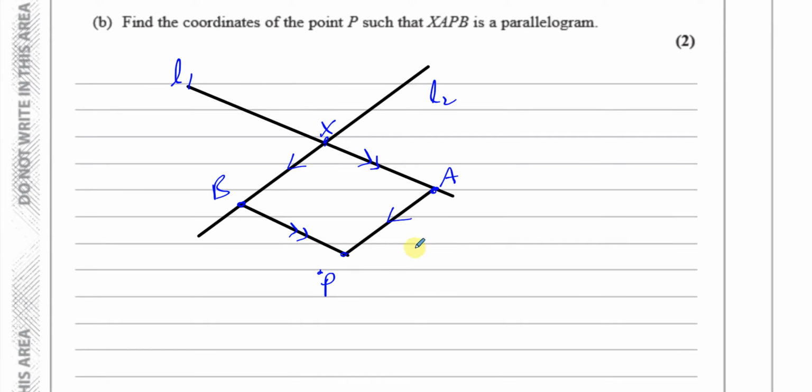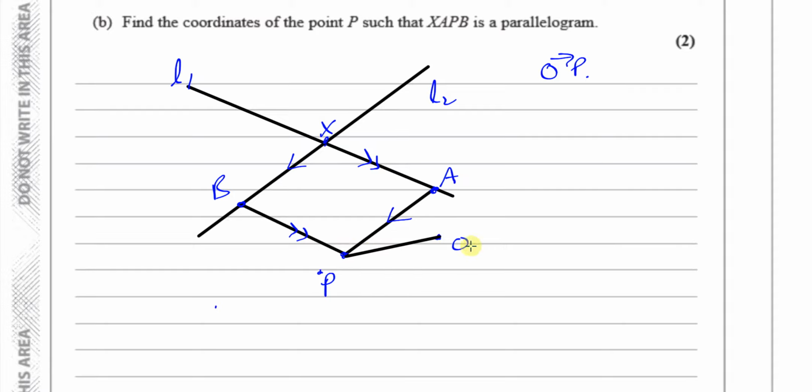a parallelogram. So it says find the coordinates of the point P. So we need to find the coordinates of point P such that XAPB is a parallelogram. Let's say this is a point O over here, say that's the origin. We want to find the coordinates of P. Let me put the point O somewhere over here where it's easy to see. So now the coordinates of the point P: we need to find O to P.